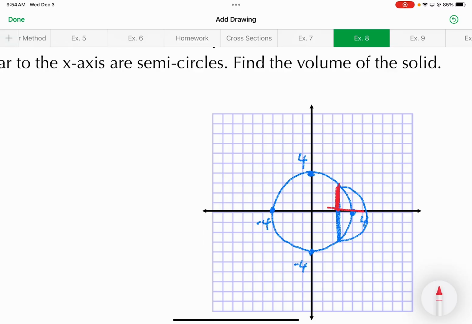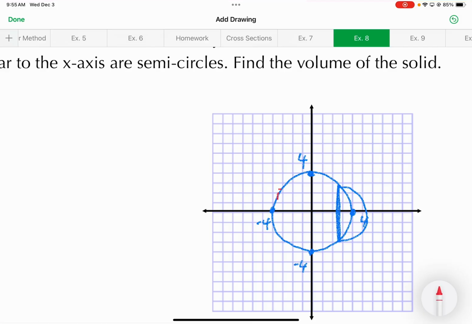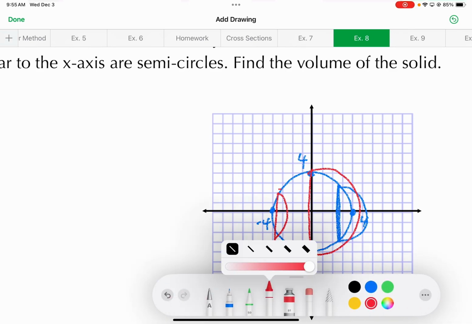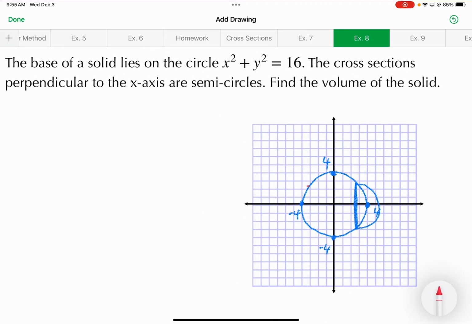Does it look like a potato? I feel like it does. I think it's just going to look like a half of a sphere, essentially. Wait, so is it coming off of both sides? Yep. If I did it here, it's going to be pretty big. But it's just going to create a half of a sphere, essentially.